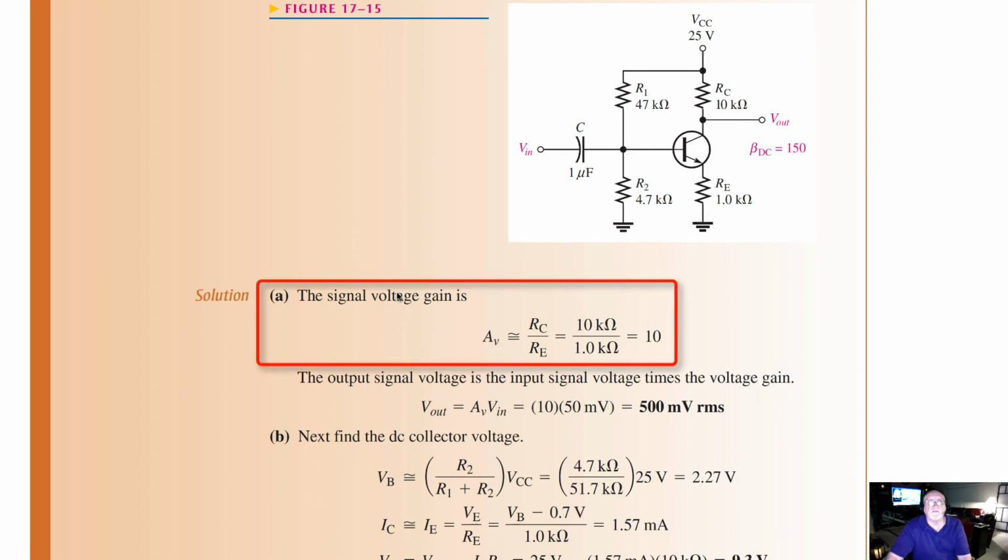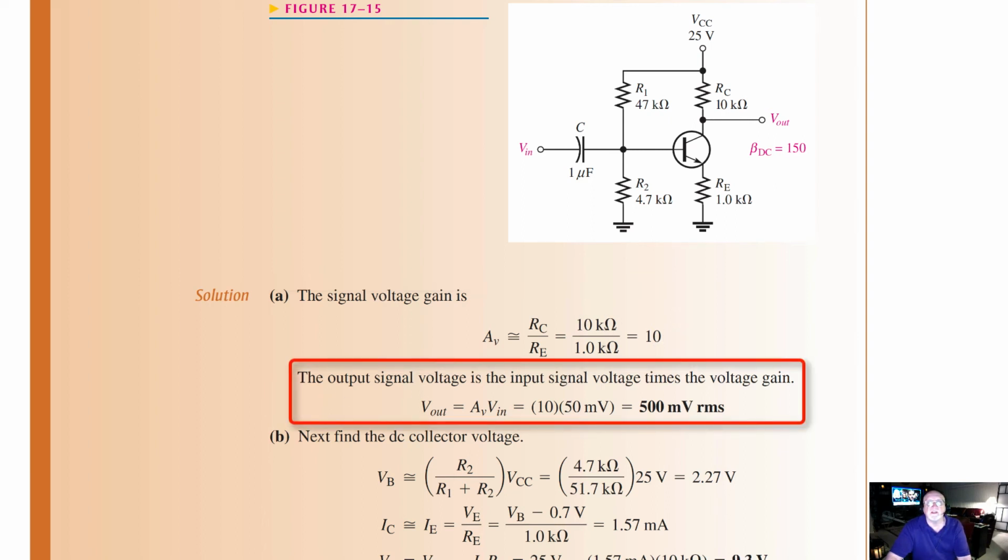So the signal voltage gain, A sub v, is approximately equal to RC over RE. So we've got a 10 k ohm over a 1 k ohm resistor. So the signal voltage gain is a gain of 10. Notice there's no units because they cancel out. The output signal voltage is the input signal voltage times the voltage gain. So V out is A sub v times V in. 10 times 50 millivolts gives us 500 millivolts, in this case RMS.